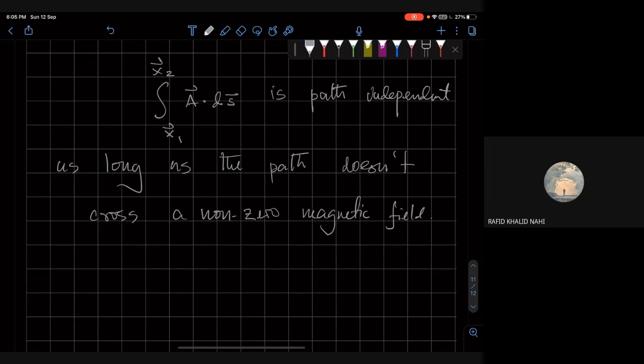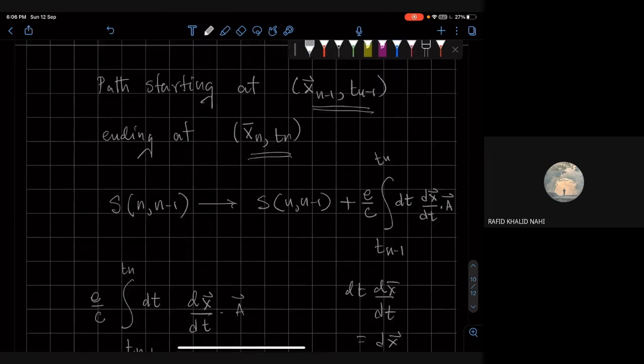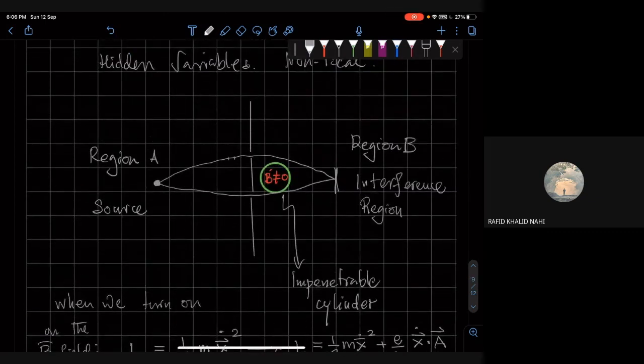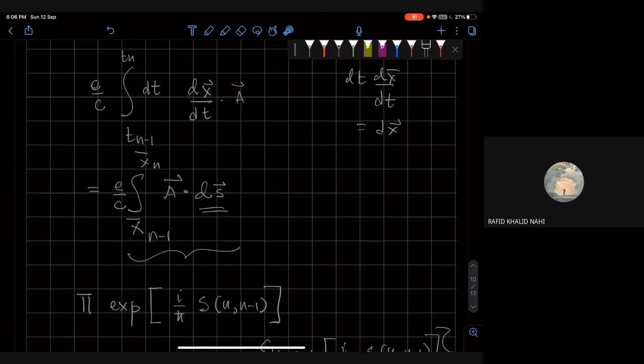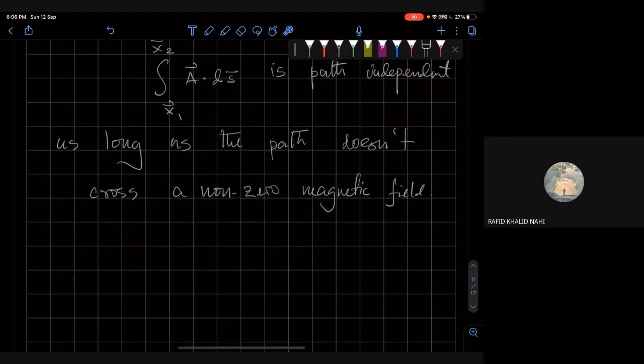Okay, just one second, okay? And because the path that we are taking is a path going above, it hasn't crossed the magnetic field, and therefore it is independent of the path. And this is very easy to prove.